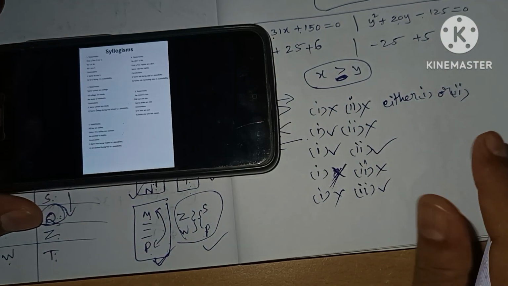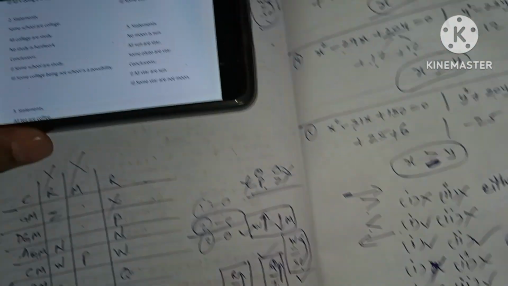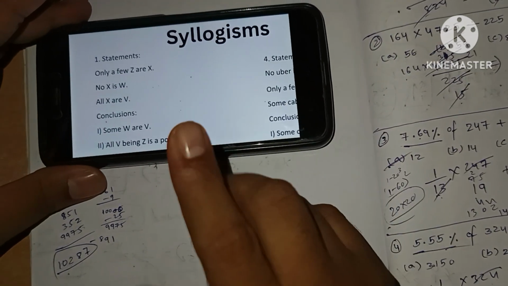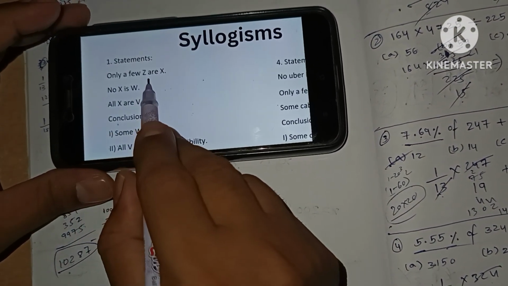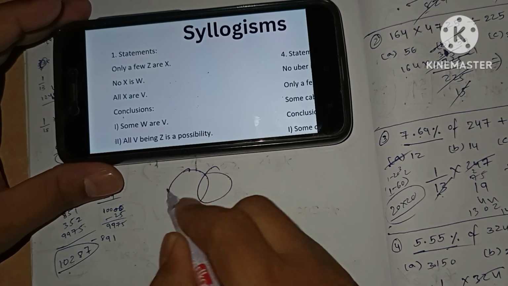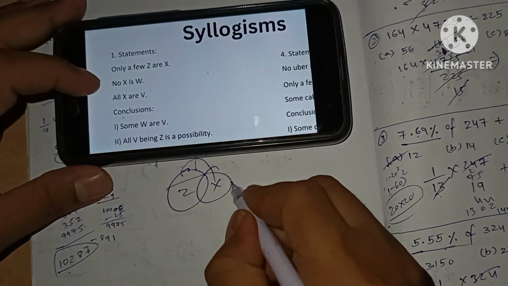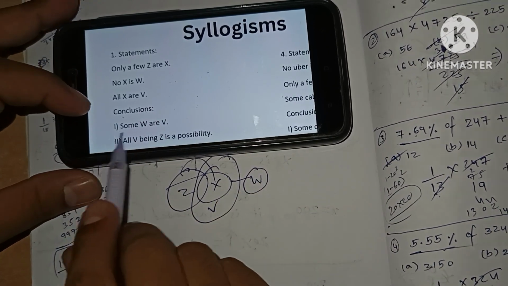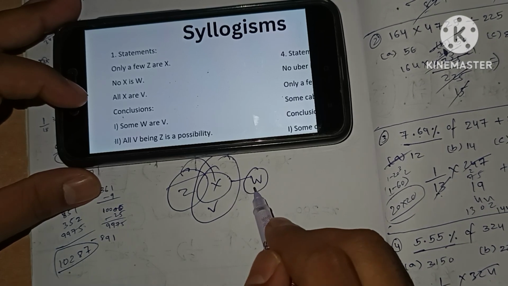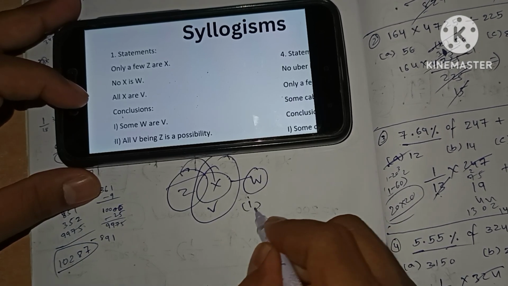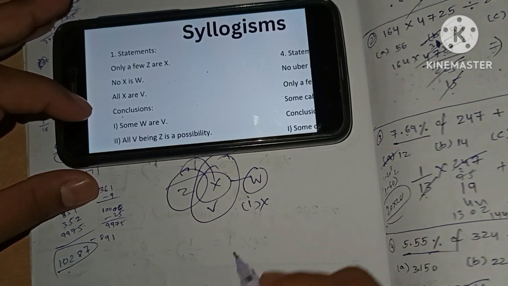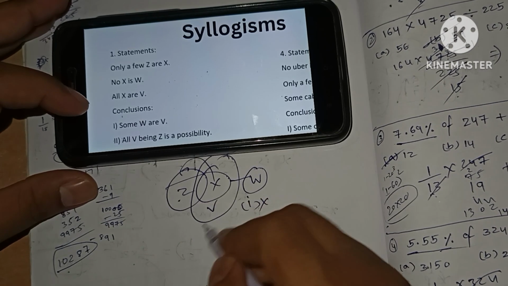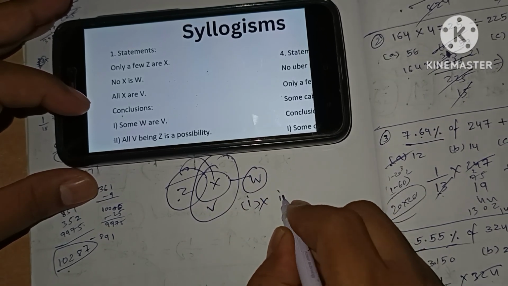Now we are going to see syllogisms. First question. Only a few Z are X. No X is W. All X are V. Let's see conclusions. Some W are V. Some part of W is sharing with V. No, direct conclusion false. All V being Z is a possibility. All V can be placed inside Z. Yes, it is possible. So the second conclusion will be true.